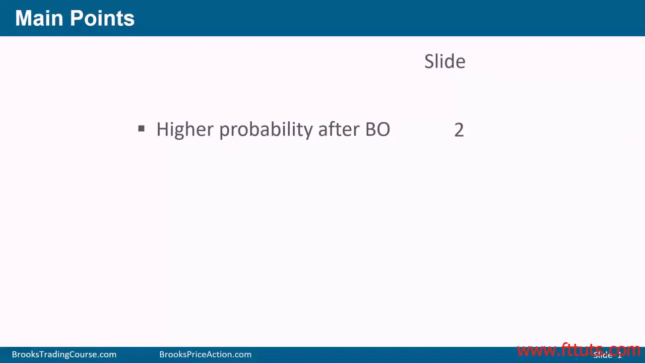Some traders do not like taking trades where the probability of success is only about 40%. And therefore, they do not take the early entry in a major trend reversal. They wait until after there is a strong breakout, because at that point, the probability of making money is higher.